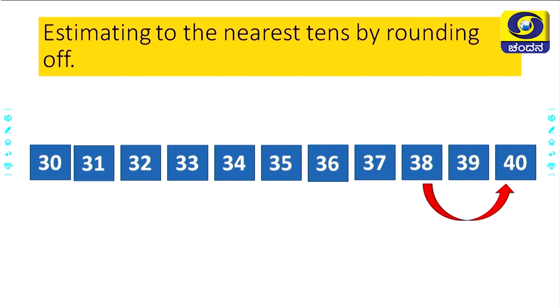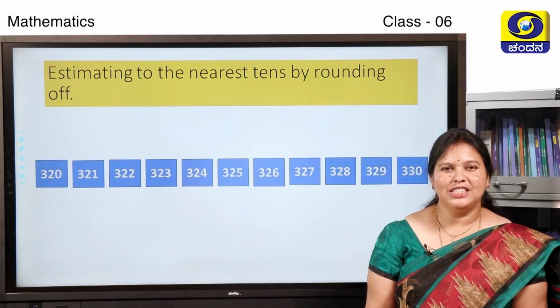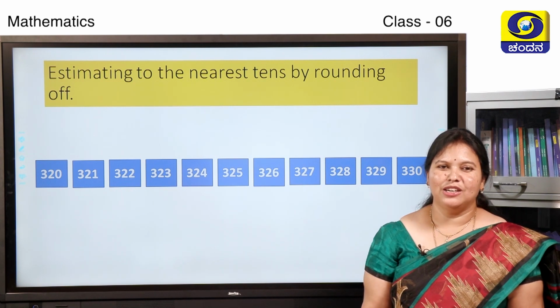We round off 38 to 40 because it is nearer to 40. In the same way, 37 is also nearer to 40, so we round off 37 to 40. Similarly, 36 is also rounded off to 40. Well, children, you know 35 is nearer to 40, so we round off 35 to 40. We will take up one more example to estimate to the nearest tens by rounding off.